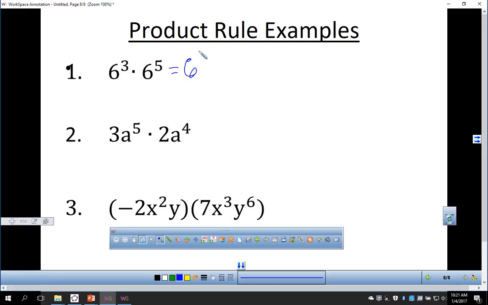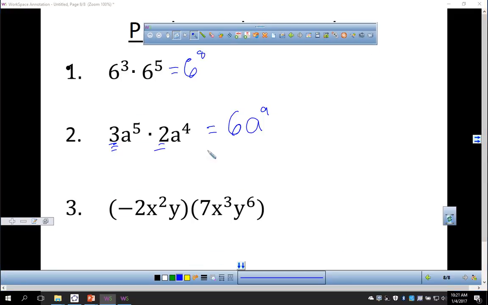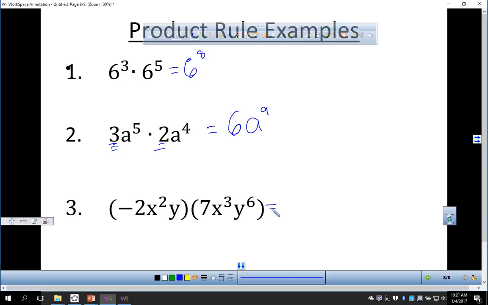So, Chase, what's this answer equal to? 6 to the 8th. Very good. Who can tell me what this is equal to? How many a's do I have altogether? 2. Oh, never mind. 9. But then the numbers in front, you just multiply them normally. So what's 3 times 2? 6, a to the 9. See the way that works? So if you have numbers in front, you just multiply them together. If you had things that have the same base, then you add them, okay?